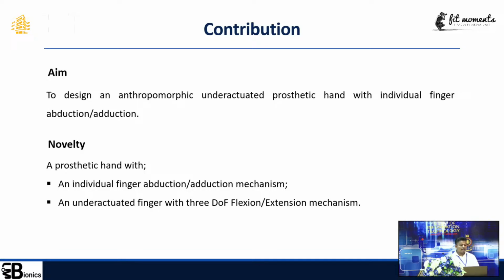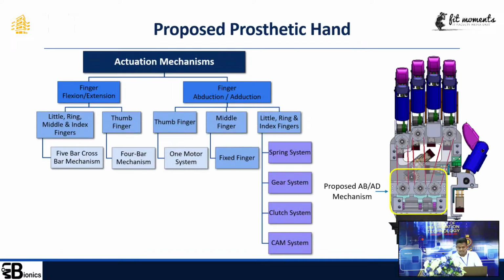So our aim was to design an anthropomorphic unactuated prosthetic hand with individual finger abduction and adduction. The novelty of the project comes with an individual finger abduction and adduction mechanism and unactuated finger with 3 degrees of freedom flexion and extension mechanism.